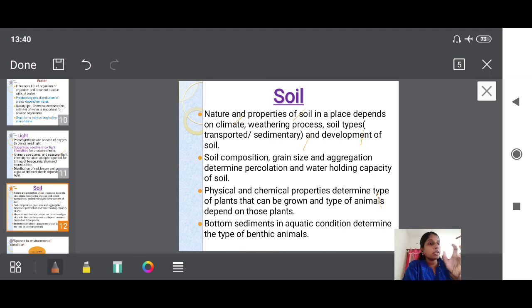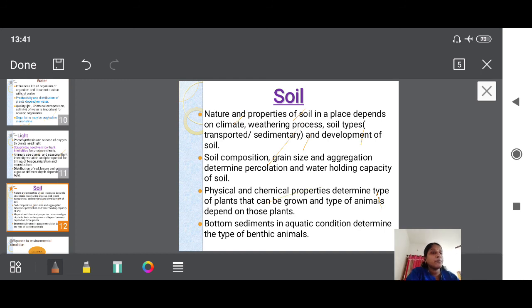Okay, so they will be holding the water and the aggregates will be forming clumps. Clay soil, if you pour water into it, but when you are seeing sandy soil, water can easily percolate, water holding capacity is very very less in sandy, because it will get evaporated very fast. But when you are seeing clay soil, since they are clumping together and keeping the water tight, and the spaces are very less between the soil particles, the holding capacity will be more. Okay, so that is determined by the soil composition, grain and aggregation of soil, which determine percolation and water holding capacity. Next is your physical and chemical property determine the type of plants.